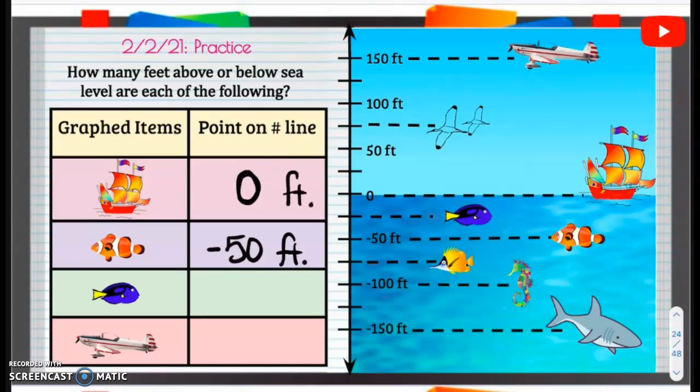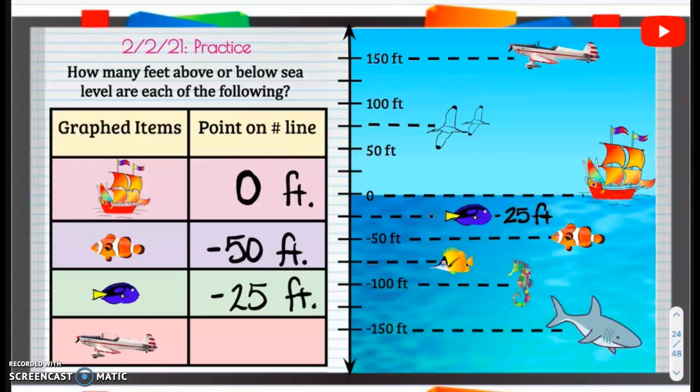All right, now we're going to take a look at Dory. How cute. So Dory's in between 0 and negative 50. Do you remember what we were saying when we had those in between 0 and 50? Remember when we were thinking of like quarters? If you split up 50 cents, you get 25 cents each. So that's going to be 25 feet. So negative 25 feet. So Dory is at negative 25 feet.